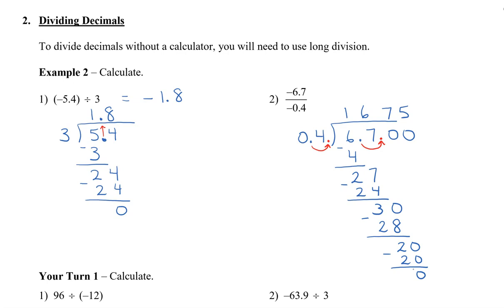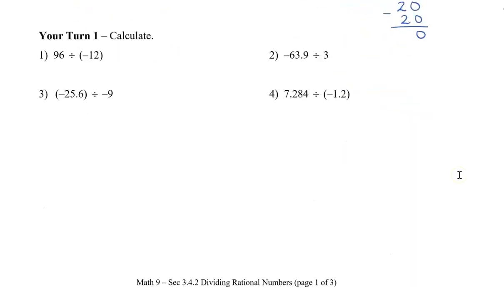So notice that the decimal is after the 7. So we're going to bring that straight up and put it between the 6 and the 7. So here, negative 6.7 divided by negative 0.4 is actually going to equal this number here, 16.75. All right, so that's how we divide decimal numbers. So let's go on to dividing fraction numbers.